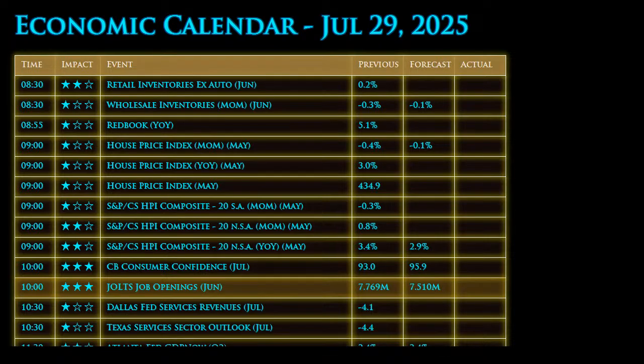A higher job openings number typically indicates strong labor demand, suggesting a robust economy and possibly supporting hawkish monetary policy from the Federal Reserve. Conversely, a lower number could reflect weakening demand for workers, potentially leading to expectations of a more accommodative monetary stance. The report can significantly impact market volatility, especially when actual figures miss or exceed forecasts significantly.